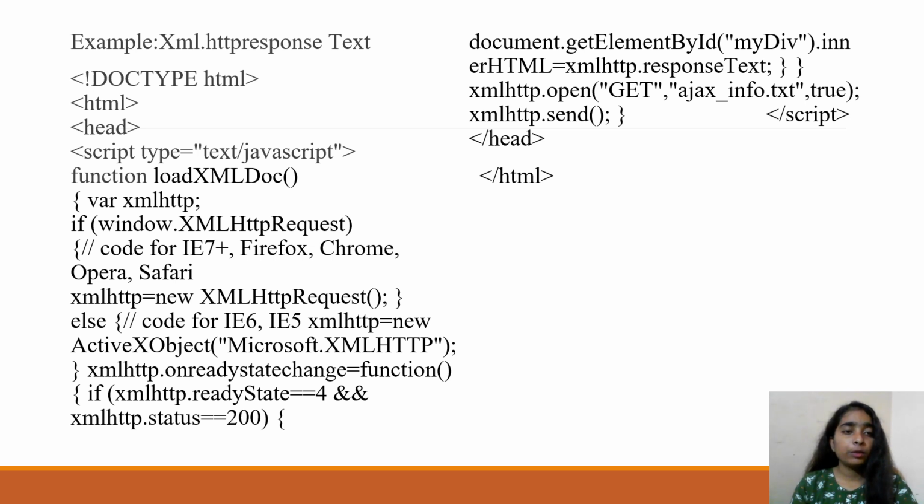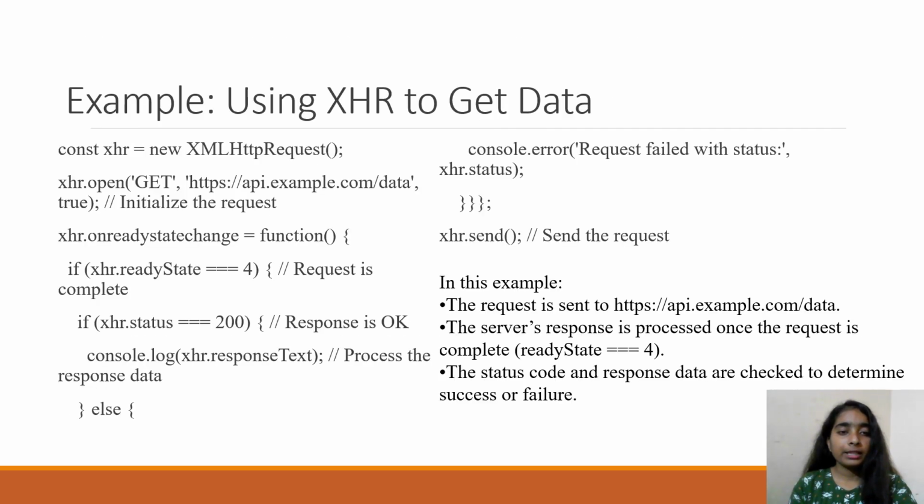Here is the example for the XMLHttpRequest responseText. It can be written in the HTML code, for example, using the XHR to get the data. In this example we can see that the request is sent to http://api.example.com/data, and the server's response is processed once the request is completed, where the readyState becomes equal to 4, and the status code and response data are checked to determine the success or the failure.